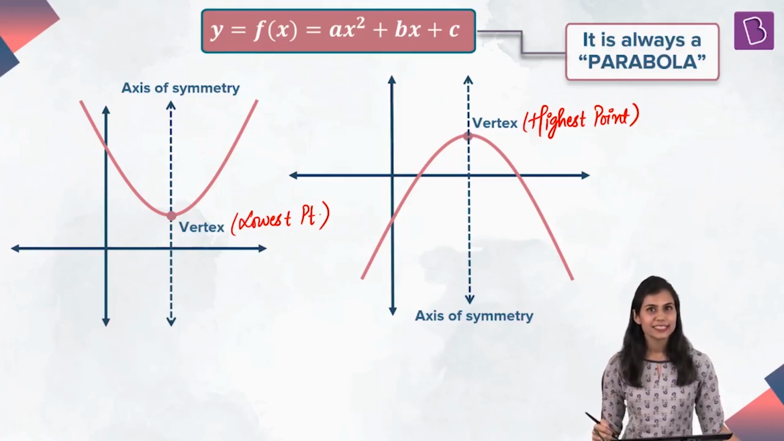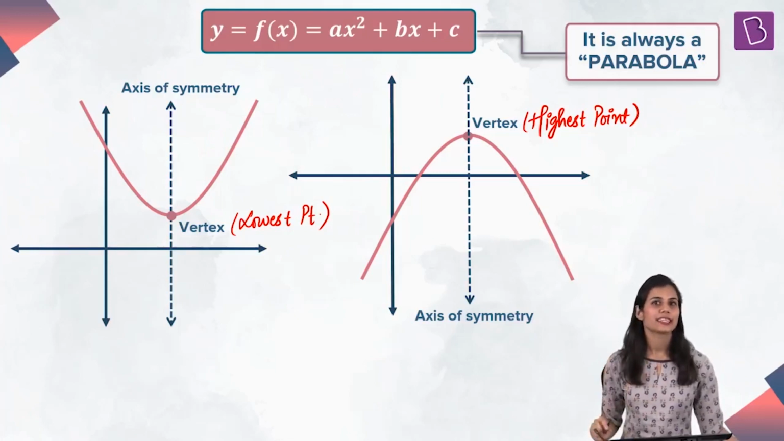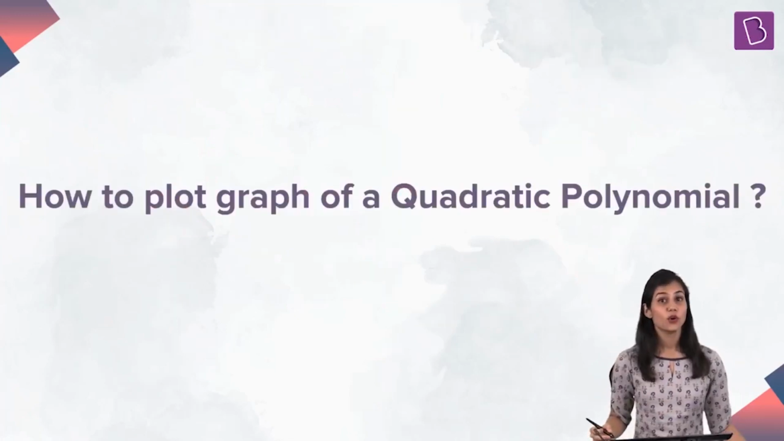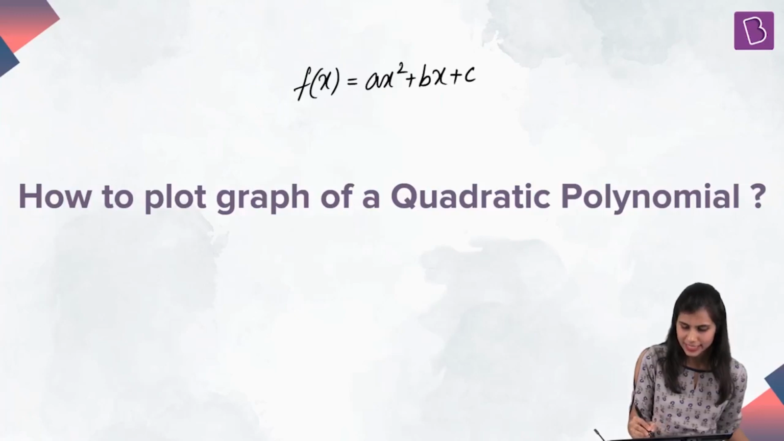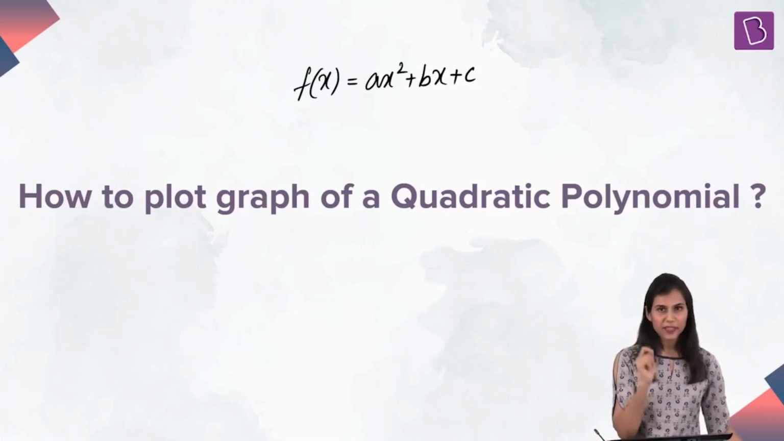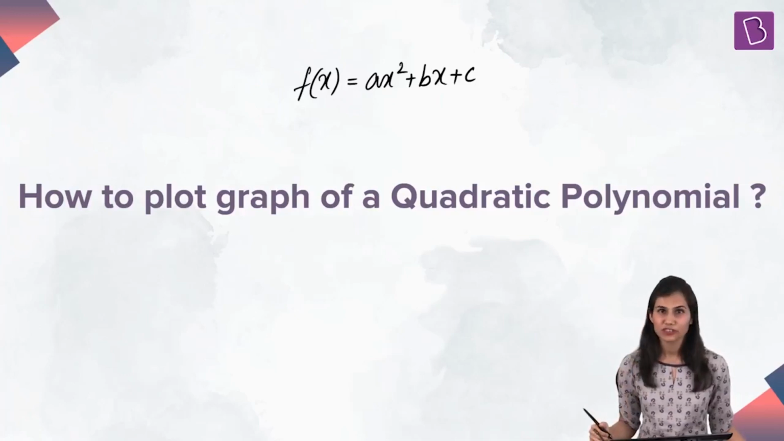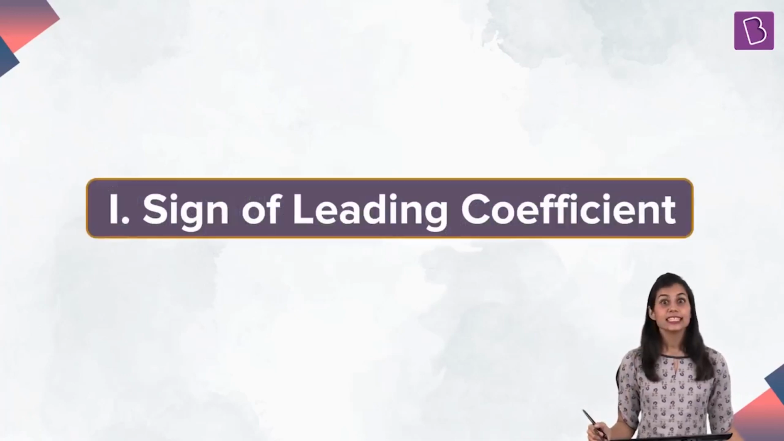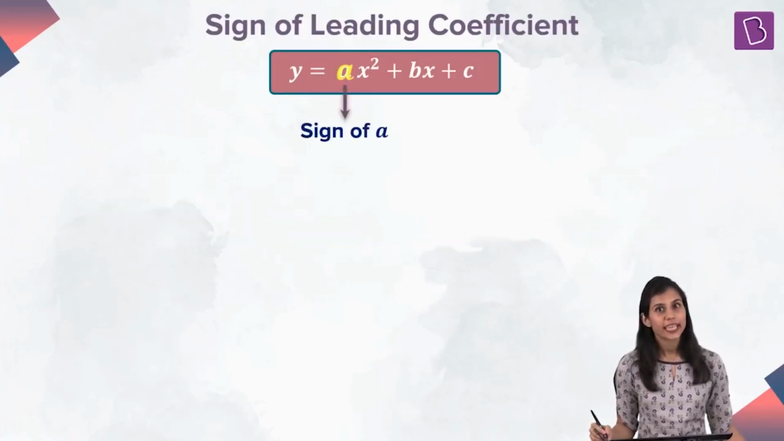Now the question arises, how to explicitly plot the graph of any quadratic polynomial? Well, if you have the quadratic polynomial as ax square plus bx plus c, where a, b, c are real constants and the leading coefficient a is not equal to 0, then you can plot its graph in the Cartesian plane if you have three pieces of information about it. The first is the sign of the leading coefficient. That means the sign of a.